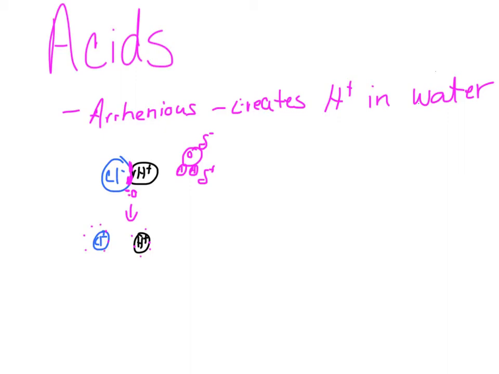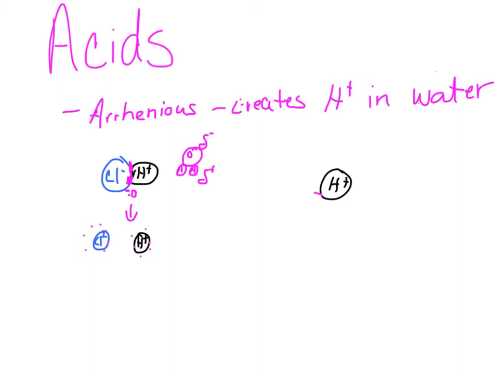So this is kind of the Arrhenius definition, where we're going to have this separation because water's kind of involved, and we create this H plus. One thing to note about the H plus ion, so it separates when we get put in water. So there's all this water floating around.